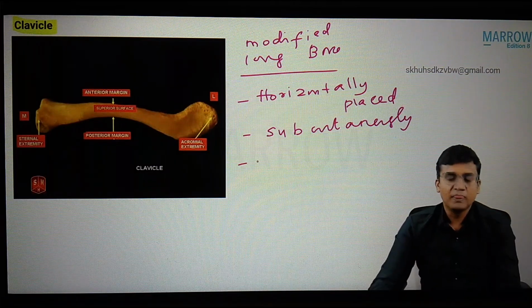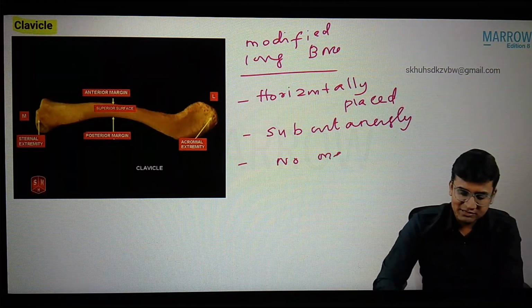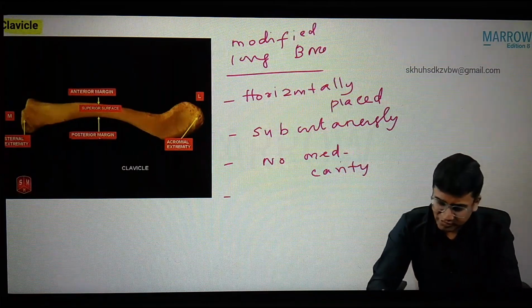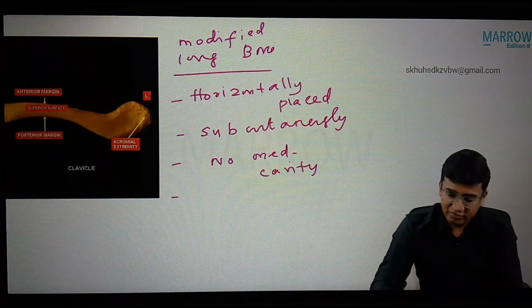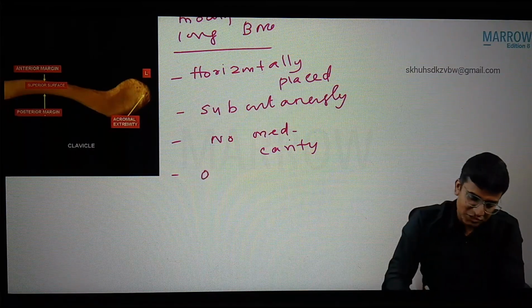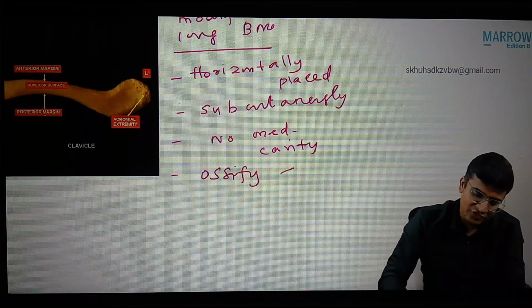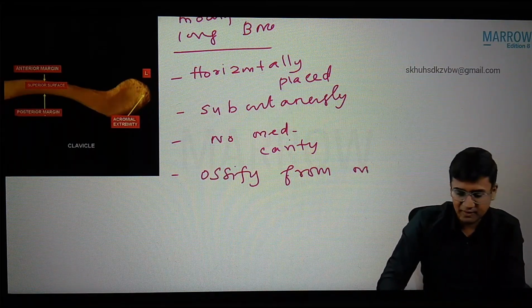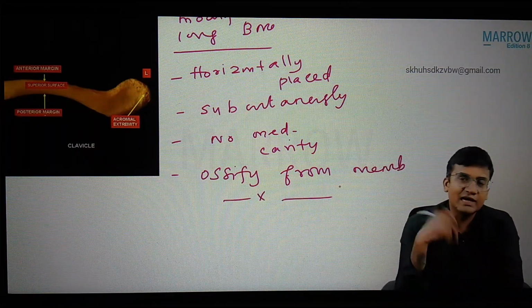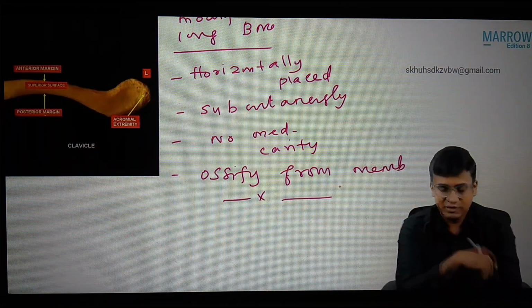Number 3, no medullary cavity. And another important point, it ossifies from membrane. No endochondral ossification. So clavicle ossifies from membrane. So because of these 4 points, we are saying clavicle is a modified long bone.